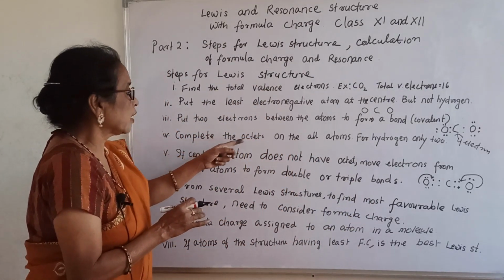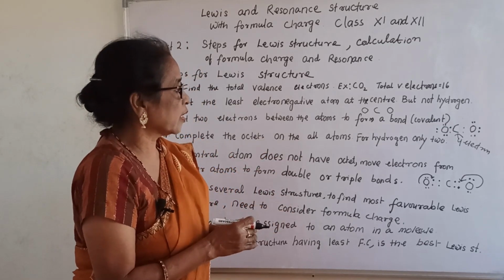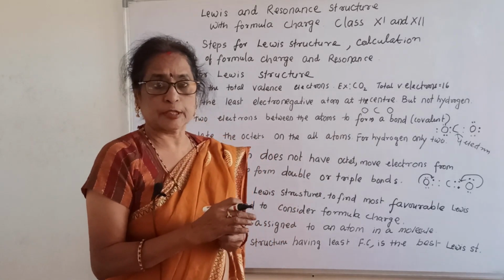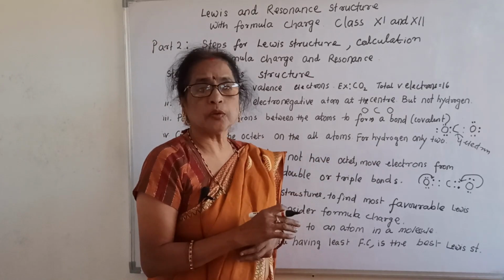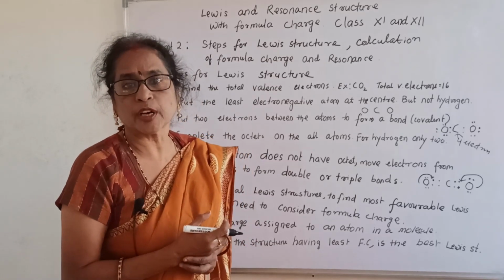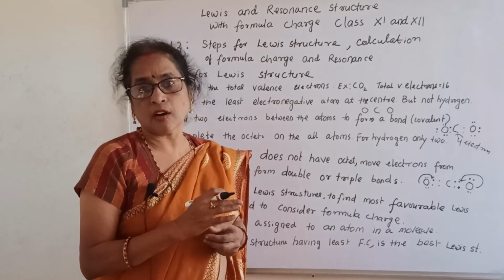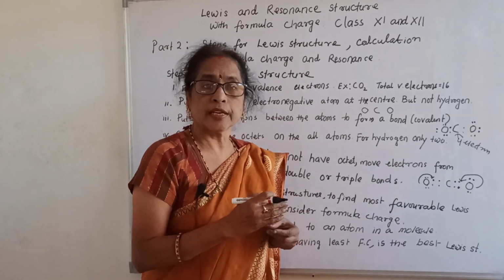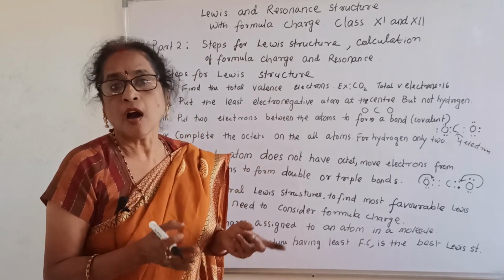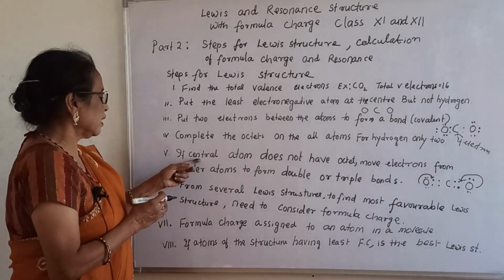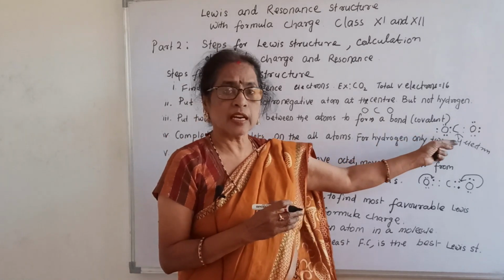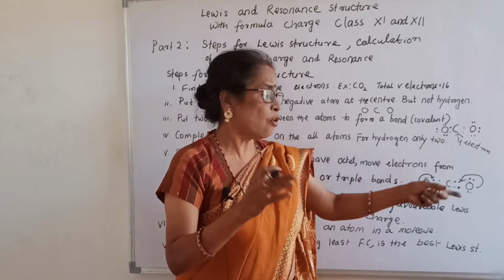Now complete the octets on all the atoms. We have tried, but carbon is not satisfied by the octet rule. For hydrogen, only 2 electrons, because hydrogen contains only 1 electron and attains the helium configuration, which does not have the 8-electron octet configuration. So hydrogen satisfies the helium configuration with 2 electrons, not 8. Now, if the central atom does not have an octet, it has only 4 electrons.